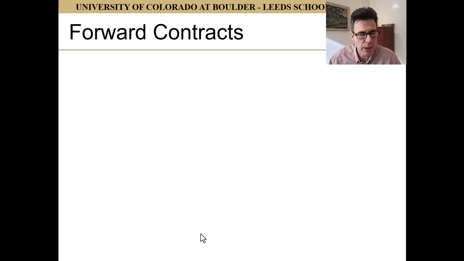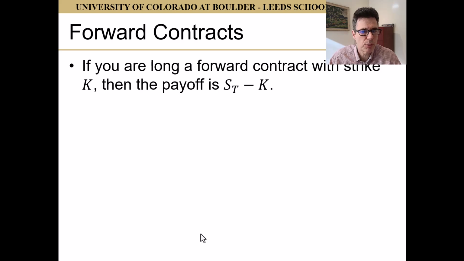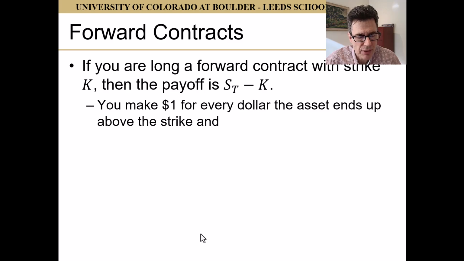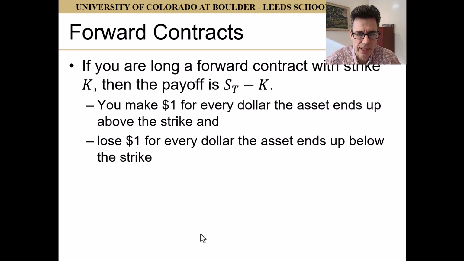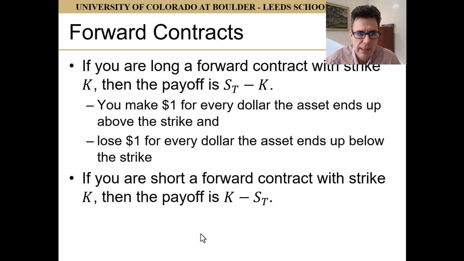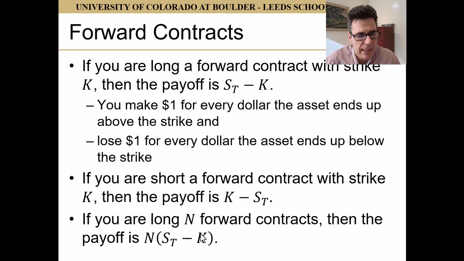Next, we look at forward contracts. If you're long a forward contract with strike K, then the payoff is ST minus K, again, where ST is the final asset price. You make $1 for every dollar the asset ends up above the strike, and you lose $1 for every dollar the asset ends up below the strike. If you're short a forward contract, it's just the opposite. It's K minus ST, where K is the strike and ST is the final asset price. And then if you're long N forward contracts, the payoff is N times ST minus K.